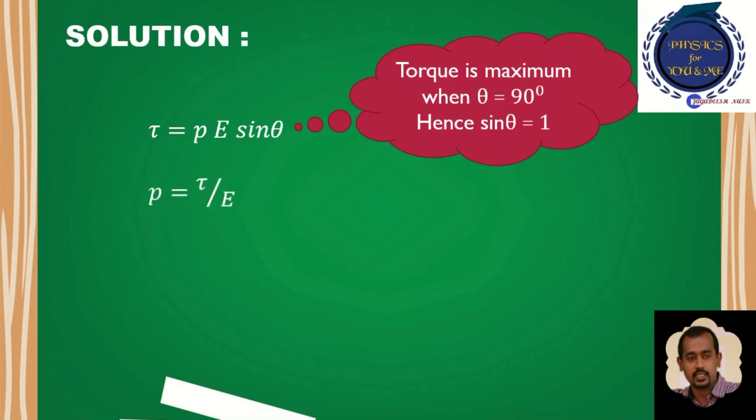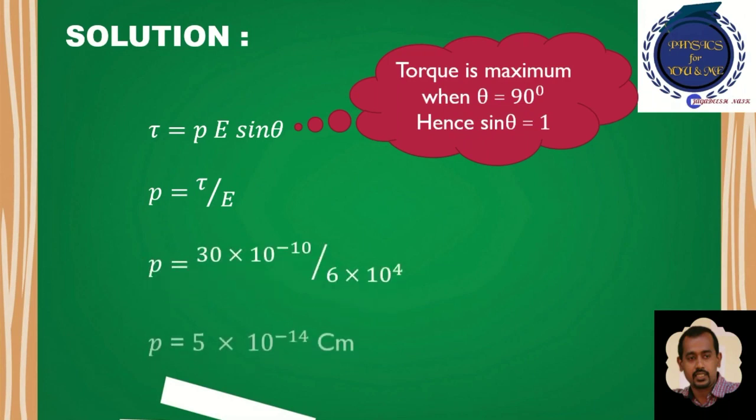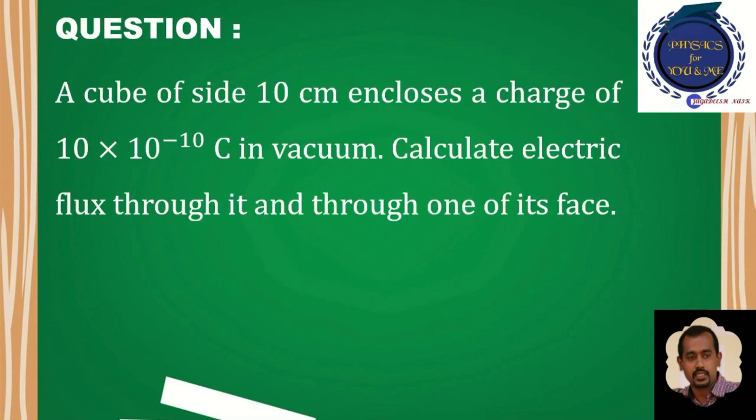By rearranging the following expression, the dipole moment will be given by torque divided by electric field. Substitute the values. Hence, we get the expression for the dipole moment, 5 into 10 raised to minus 14 coulomb meter. Next question.